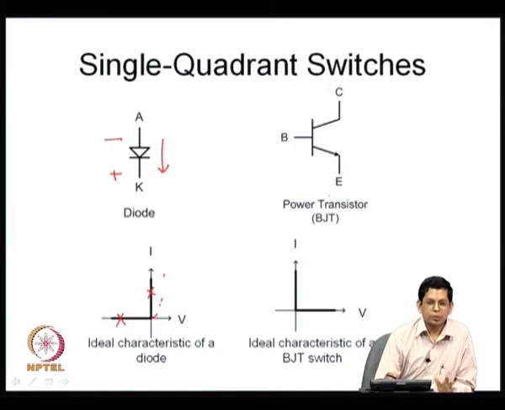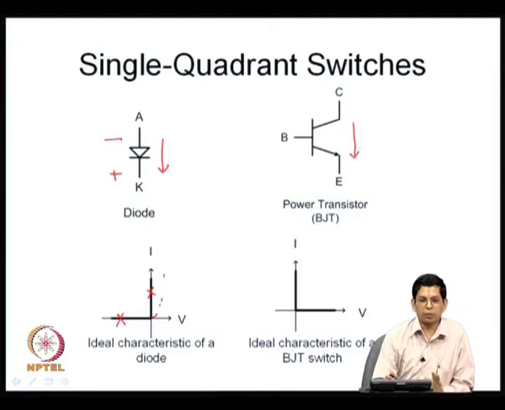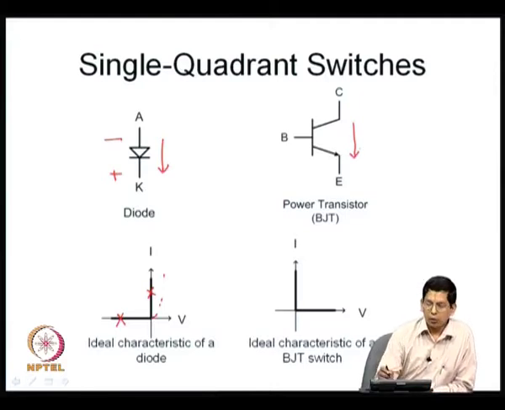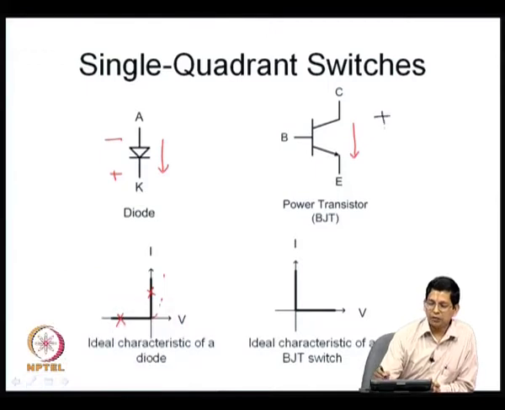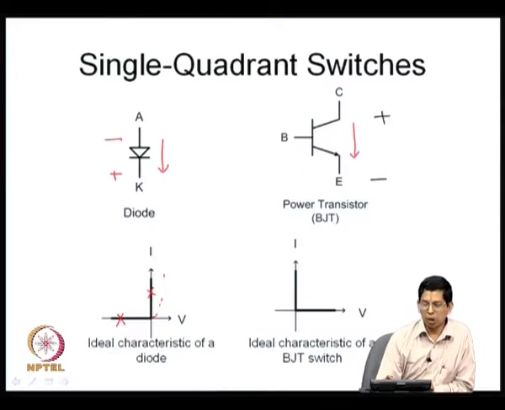The transistor is also meant to conduct current in only one direction, that is from the collector to emitter. That is true for all power transistors. Now, how do you indicate the blocking stage? Let me take a different color. If it is blocking, that is when there is no base drive, it is going to be blocking a voltage of a polarity, plus minus like this. So, it is once again a single quadrant switch.